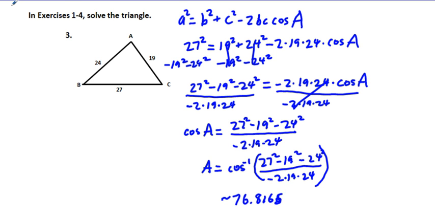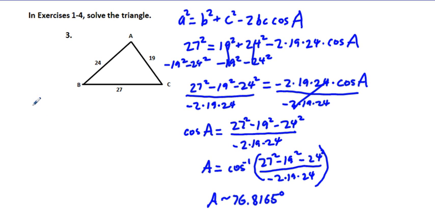One six five. 76.8165 degrees. So that's angle A. Next, we're going to try to find angle B using law of sines, which is going to be our smallest angle.